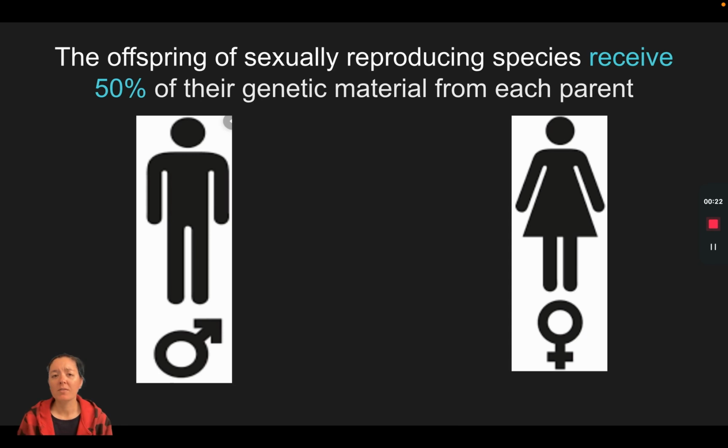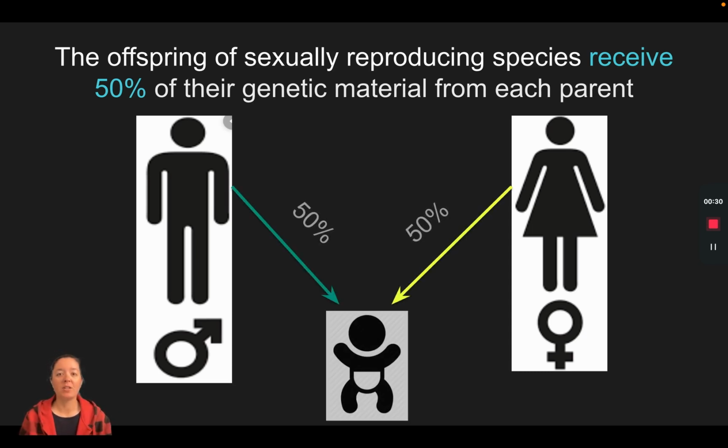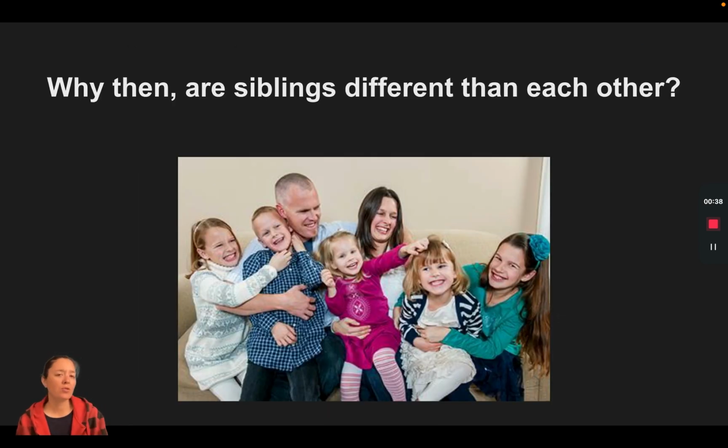First, offspring of sexually reproducing organisms receive 50% of their genetic material from each parent. So that means offspring get half of their genetic information, or DNA, from dad and half from mom. Well, if that's true, why are siblings different from each other? I don't look exactly like my sister. I'm sure unless you are an identical twin, you don't look exactly like your sibling if you have siblings either.